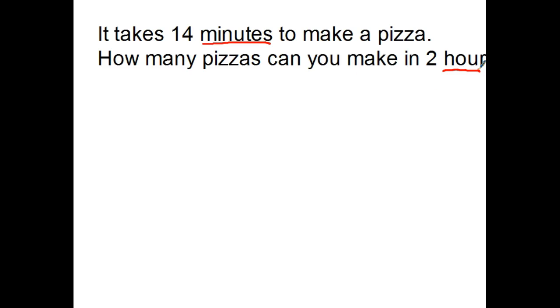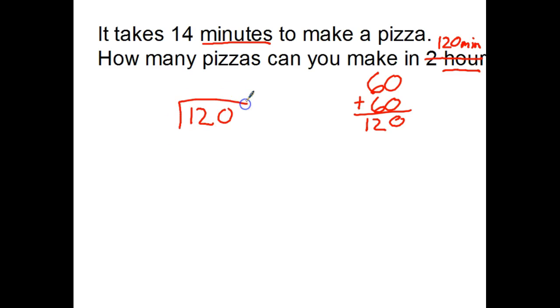So 2 hours. I know there's 60 hours in a minute. Let me try saying that again. There's 60 minutes in an hour. And if I got 2 of those hours, 60 plus 60 is 120. Oh, so this is really 120 minutes. Now the problem looks a lot easier. How many 14-minute pizzas can I get made in 120 minutes?